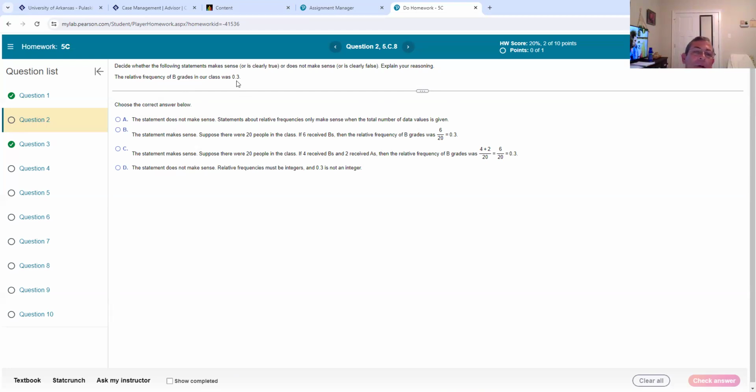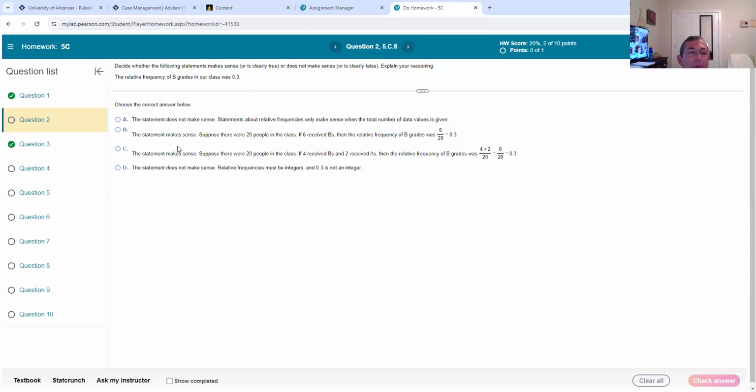So say you got 10 students in the class and the number of B's you had was 3 B's. Well, 3 divided by 10 would give you 0.3, so that makes sense because the number of B's would be less than the total of all the scores. So it sort of makes sense as long as that 0.3 ain't over 1, any of these could make sense, okay?